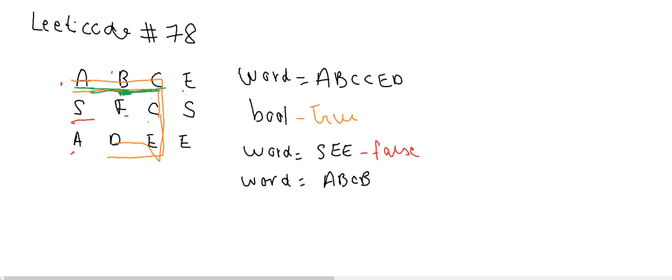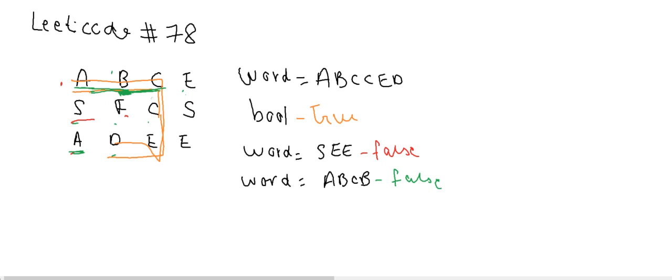Let's start with this A. If we start with this A, the neighbors of A are S, F and D. No, I don't think this word is present. So this is going to return false. Right?